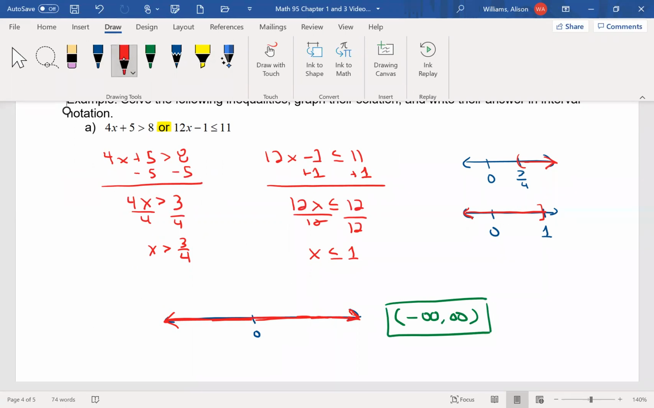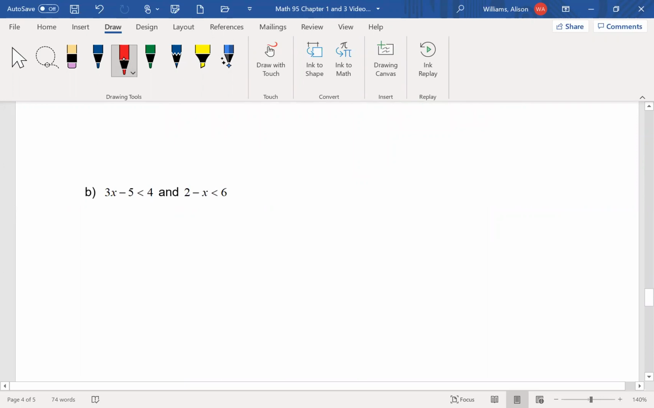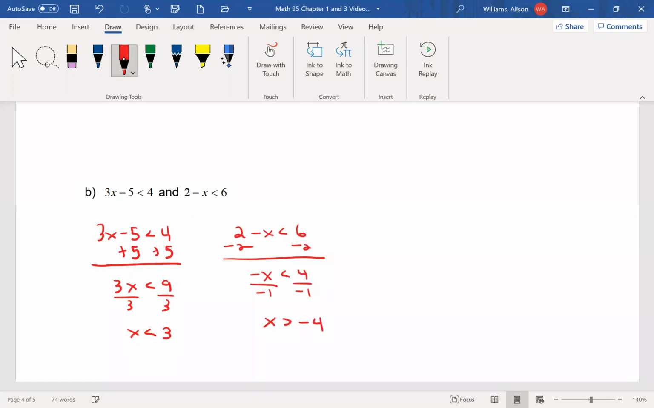All right, let's try another one. For this one, we're going to solve this first equation by adding 5 to both sides. It's going to give us 9, so x is less than 3. Over here, I'm going to subtract the 2, which will be a 4. And then I divide by -1. Because this is the first time I'm dividing by a negative, I'm going to flip the sign, and it's going to become -4.